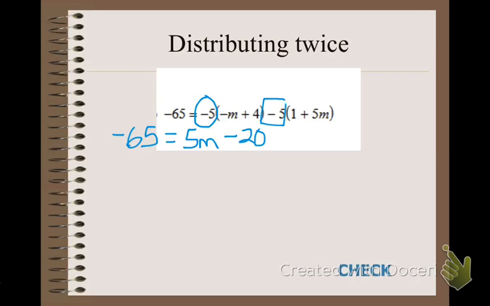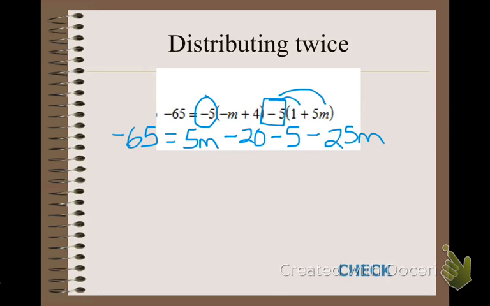Now I have another -5 I am distributing. They will not normally be the same number. It is a coincidence in this problem. -5 times +1 is -5. -5 times +5m, I'm sorry, is -25m.